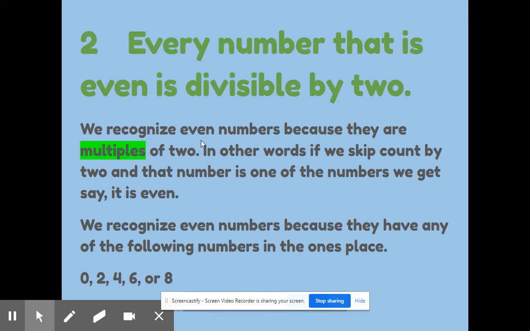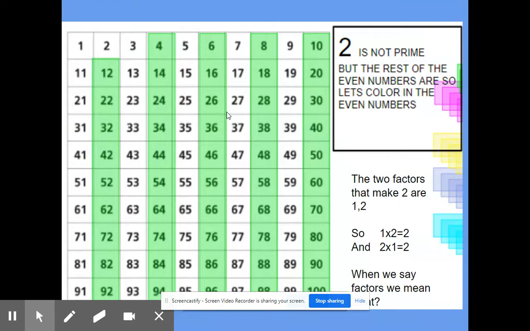We recognize even numbers because they are multiples of 2. In other words, if we skip count by 2, and that number is one we get when we say that, it's even. So we recognize even numbers because they end with 2, 4, 6, 8, or 0. So if you're counting by 2s and you run into that number, it is evenly divisible by 2. Remember this yesterday? That was our first coloring assignment.